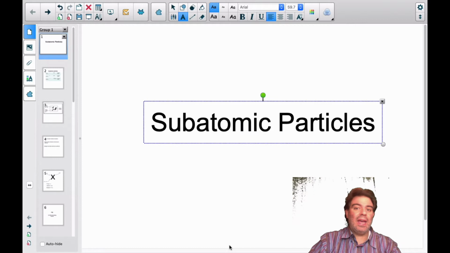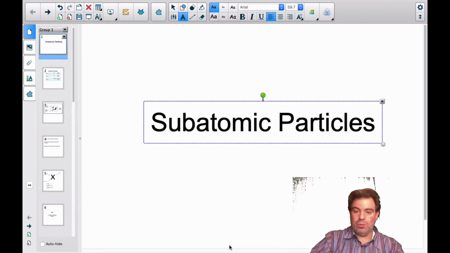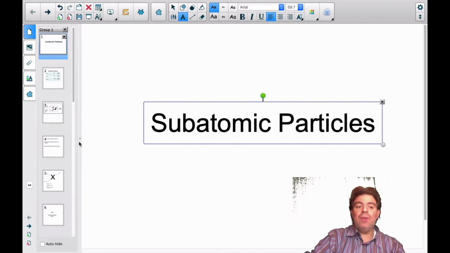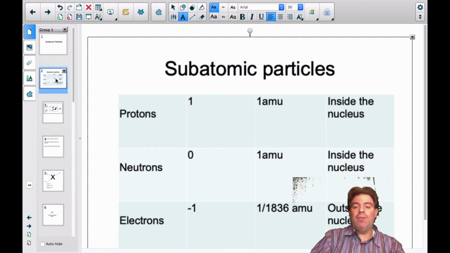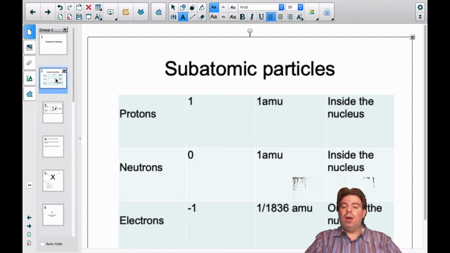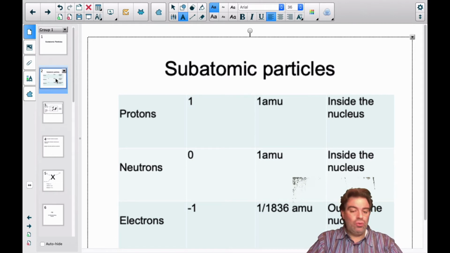Today we're going to see what the atom is made up of. So what are basically the subatomic particles? We have three different types of subatomic particles that make up an atom: protons, neutrons, and electrons. Protons have a positive one charge, neutrons have a zero, neutral charge, and electrons have a negative one charge.